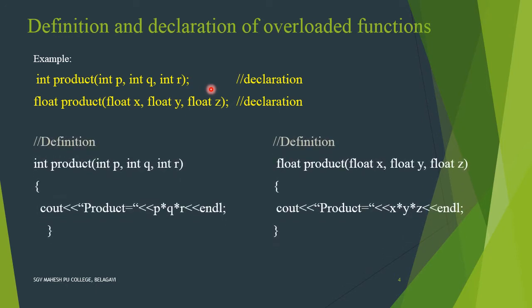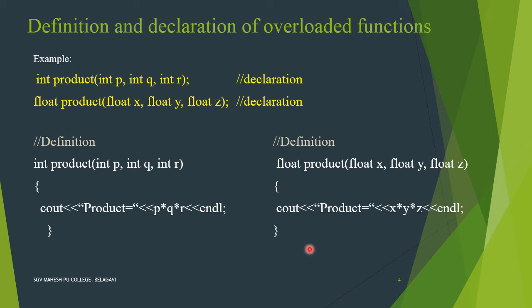Let's see how to define it. Now this declaration part I have defined here. So int product, int p, q, r, you are displaying the value of the product p multiplied by q multiplied by r. Okay, so this is the definition, this is the declaration. Similarly, the same definition for this product. So product, passing arguments x, y, z of type float, find the product, display the value, come out.